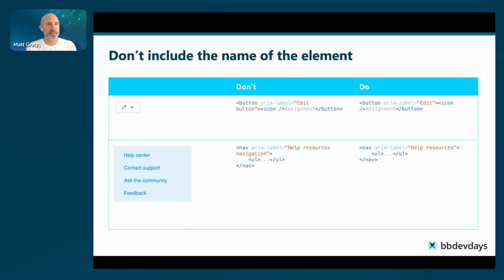The next best practice is to not include the role of the element. Element roles are programmatically there. They're communicated to assistive technology by default. So in this first case, if you have an edit button like this, don't name it edit button, because what a screen reader user is going to hear is edit button button. And in the second example, similarly, if you have a navigation element about help resources, you don't want to name it help resources navigation, because they're going to hear help resources navigation navigation. Hearing that over and over can be a little bit annoying. It also takes slightly more time, especially over and over as they're using web page applications. So it's a good practice not to do that.